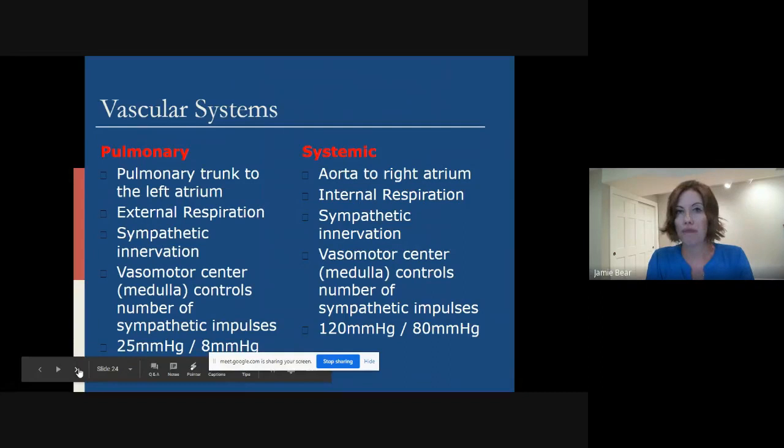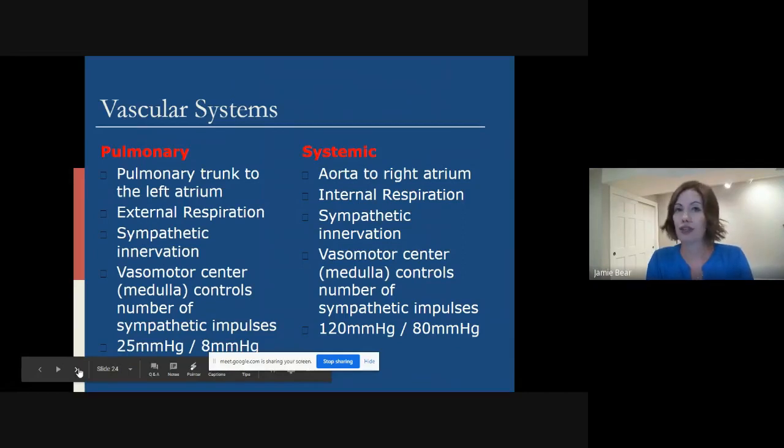The blood pressure in our pulmonary system is 25/8. That's the systolic pressure, the higher pressure of 25 millimeters of mercury, over the resting or diastolic, refilling phase of the cardiac cycle, which is only 8 millimeters of mercury. If you compare that to our systemic circulation, the systemic is anywhere from the aorta to the right atrium, so most of our body.